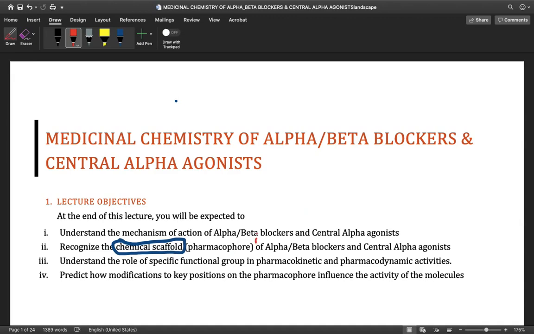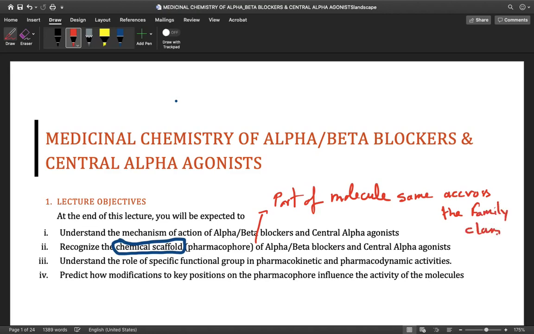And the pharmacophore is the part of the molecule that is the same across the family. I should say the class of drugs. All right. So, what are the chemical structures that are the same, that are repetitive, of alpha and beta blockers?